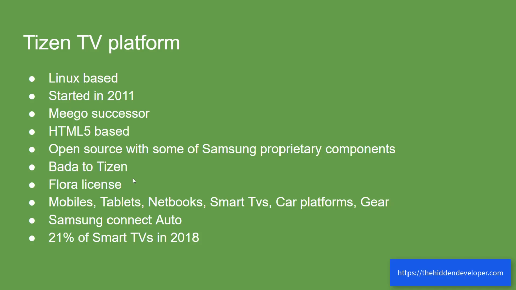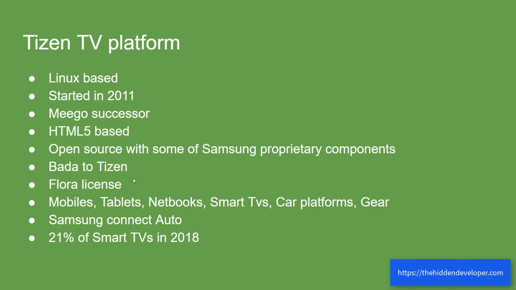It's an HTML5 based development platform where you'll be developing apps based on the common web technologies that we use daily for normal web applications, like HTML5, CSS, JavaScript, and other related technologies. It's an open source platform for TV with some proprietary components developed by Samsung for the TV related functionalities. Apart from that, the other parts that are common to the web development area are open source.